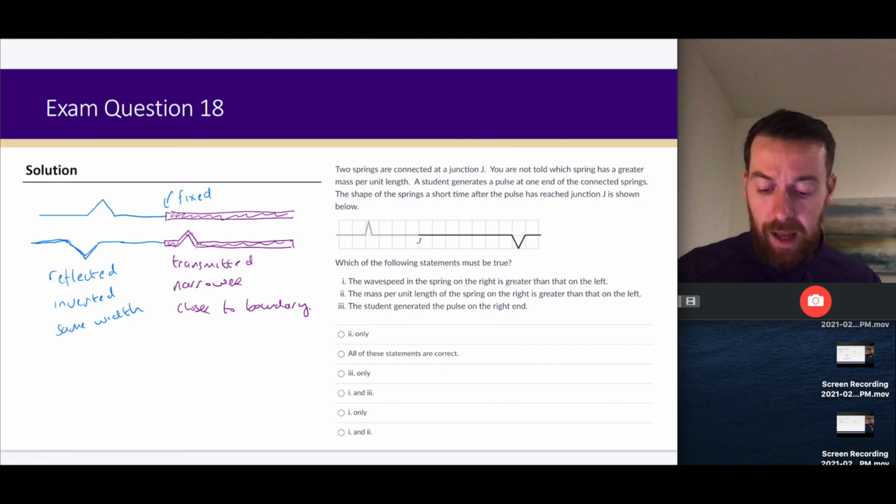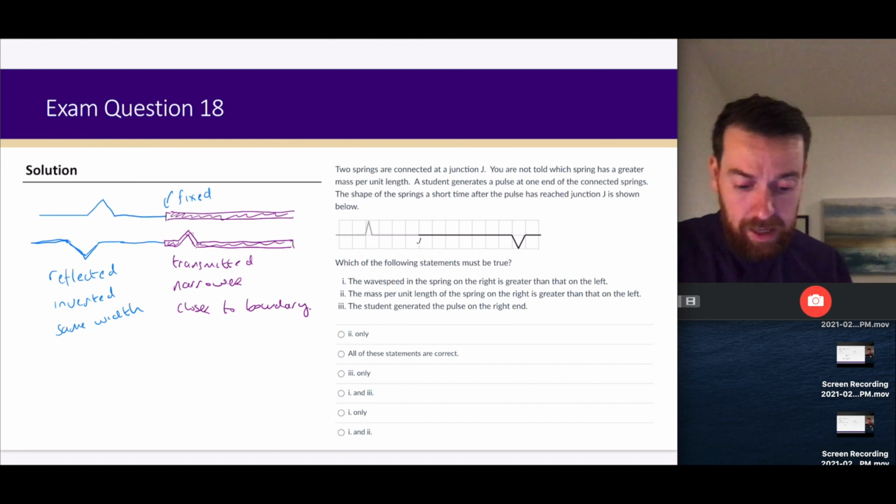The reflected has to have the same width because it is moving in the same material, and the reflected is created over the same time interval that the incident was created. So they should be identical in width. There should be a slight decrease in the amplitude because the initial energy of the incident is divided up between the transmitted and the reflected, but we don't get into too much detail on the amplitudes. Okay, so that's looking at the fixed end.